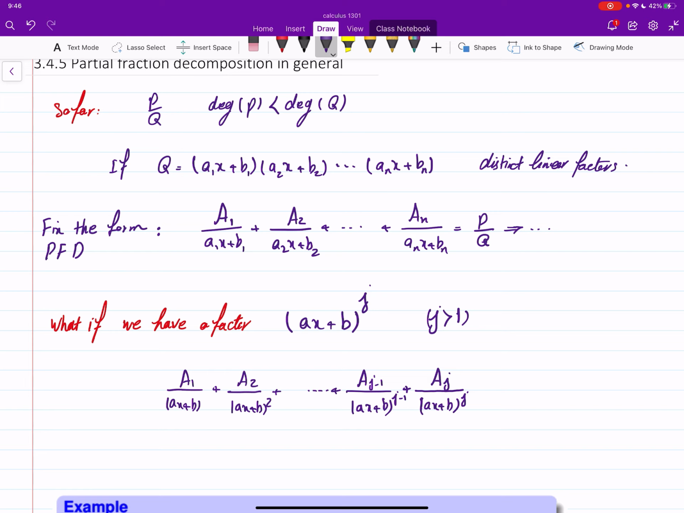So for a repeated factor, a linear factor with power, before, you remember, for power 1 we added only one for each factor. Here, if the power is j, we add 1, 2, 3, up to j minus 1, j partial fractions. And then you add all these things and do the same thing as before. But this is the form if you have a linear factor with power bigger than 1. Let's see this in practice.